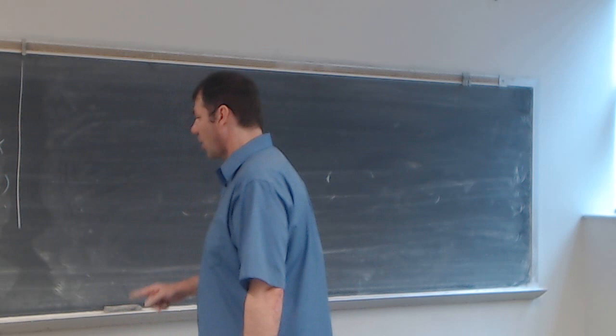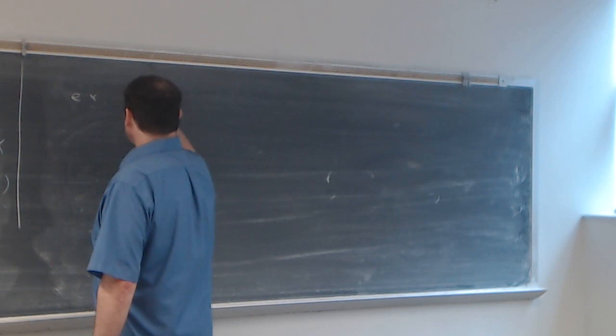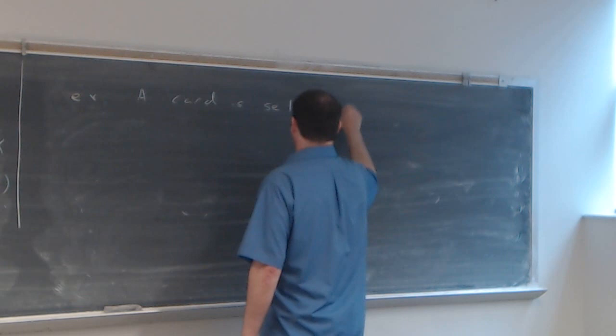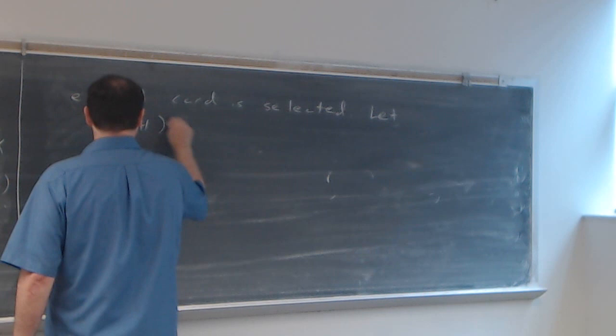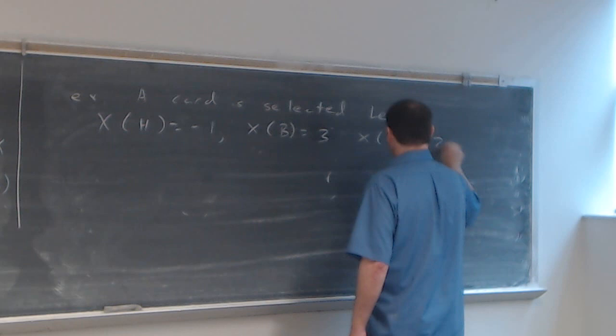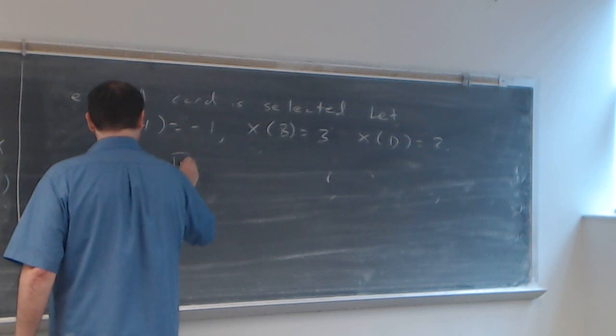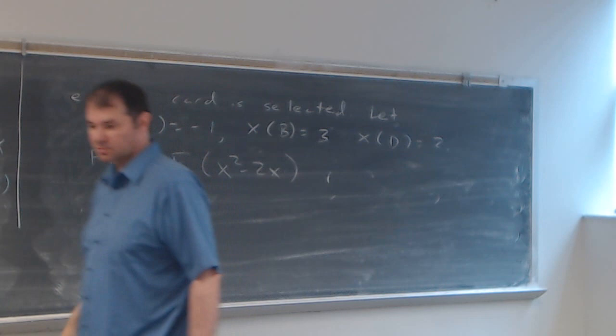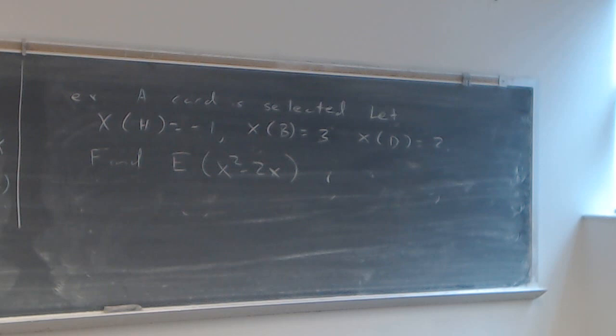All right, so here we're going to do an example, the same example we've been working with. A card is selected. We're going to let X of a heart be equal to -1, X of a black card be equal to 3, and X of a diamond be equal to 2. And what we're going to do is find the expected value of the quantity X squared minus 2X. Let's make sure that's the same example I've already previously worked. Yes, it is.